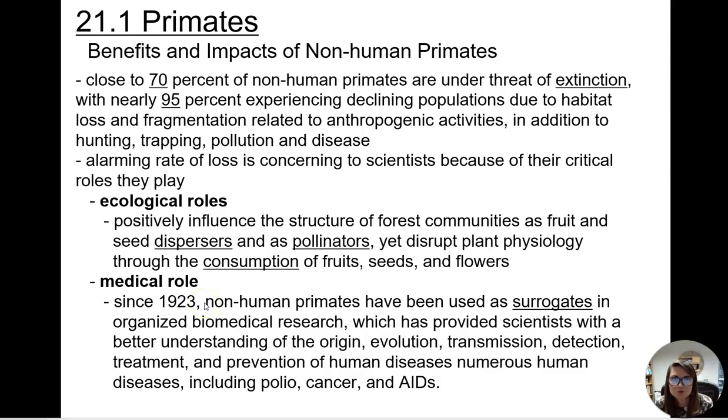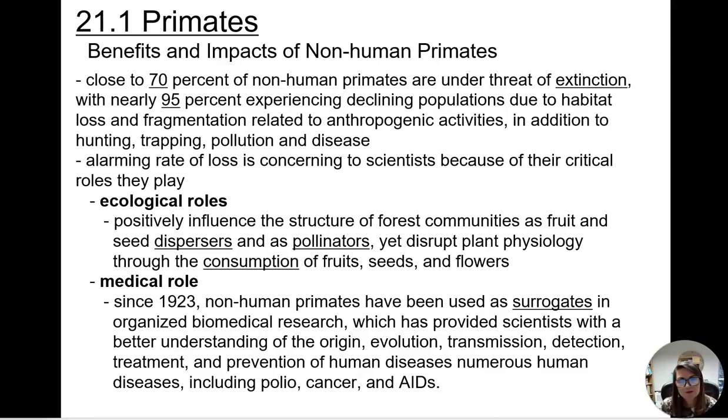So lots of times when people talk about primates, they mostly think of these monkeys. They don't really consider humans, or a lot of people I've talked to don't consider humans to be in the primate category. So there's some benefits and impacts of these non-human primates. There's close to 70% of non-human primates that are actually under the threat of extinction at this time, with nearly 95% experiencing declining populations due to habitat loss and fragmentation related to anthropogenic activities, and in addition to hunting, trapping, and pollution and disease.